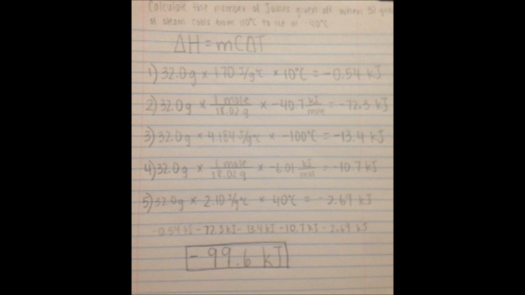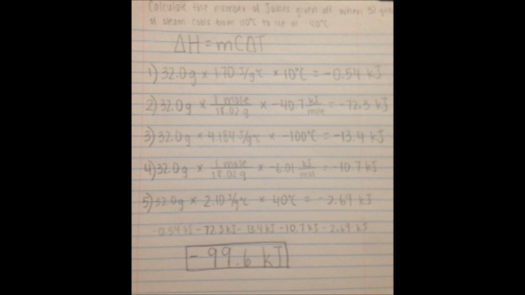For our first calculation, we calculate the amount of energy by multiplying the number in grams, 32, by the specific heat capacity of steam, 1.70 joules per grams over degrees Celsius, times the difference between 110 degrees Celsius to 100 degrees Celsius. For our second calculation, instead of using that formula, we'll convert 32 grams to moles and multiply that by the heat of vaporization.